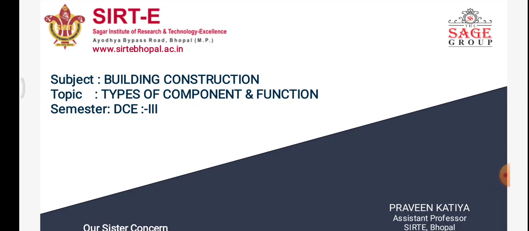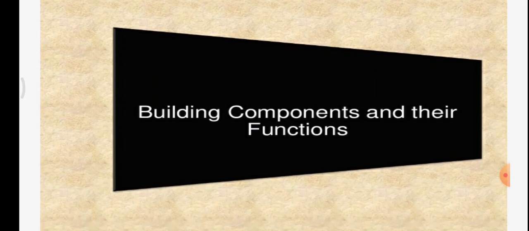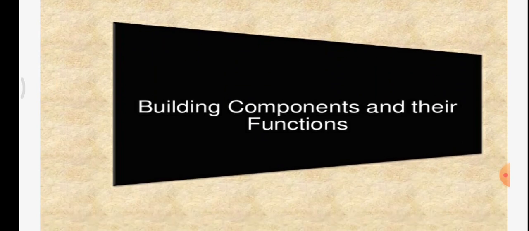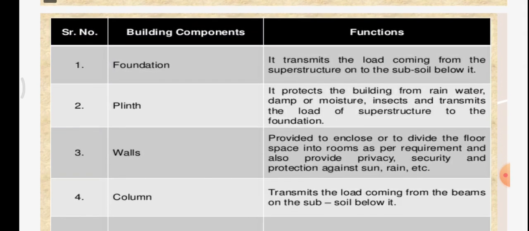Now we are talking about the subject of building construction and the topic is types of components and their functions. Now we are talking about the building components and their functions. First one is foundation. It transmits the load coming from the superstructure onto the subsoil below it. Plinth. It protects the building from rainwater, damp and moisture, insects, and transmits the load of the superstructure to the foundation.